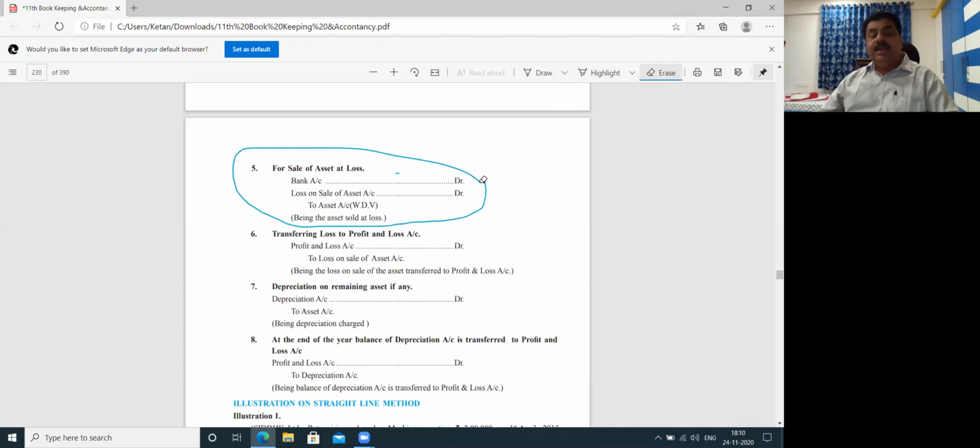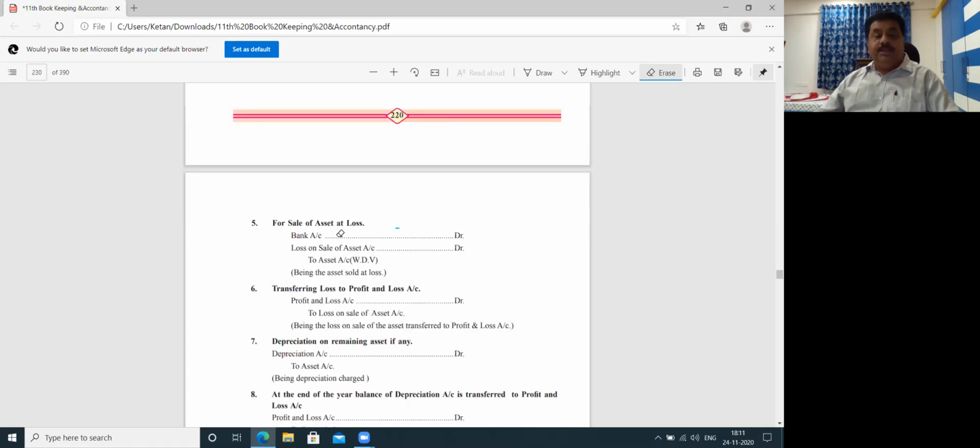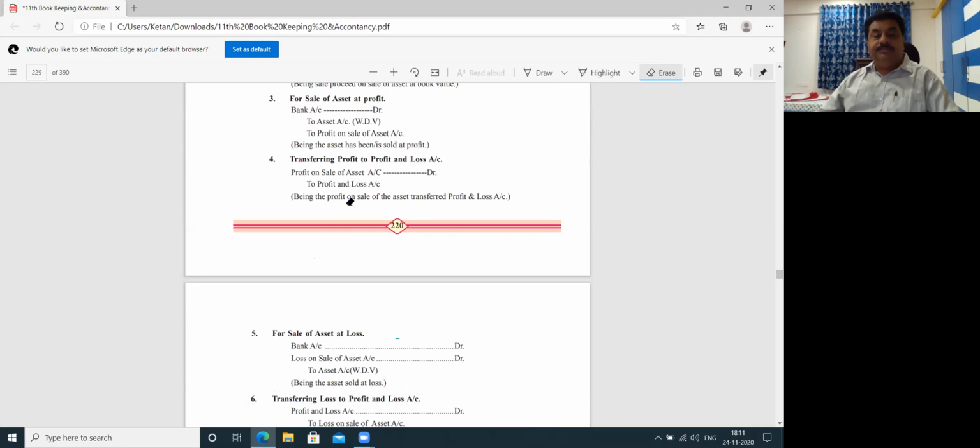Now the last two entries. Next, when profit on sale of asset is transferred to profit and loss account. This is the entry: profit on sale account debit to profit and loss account.